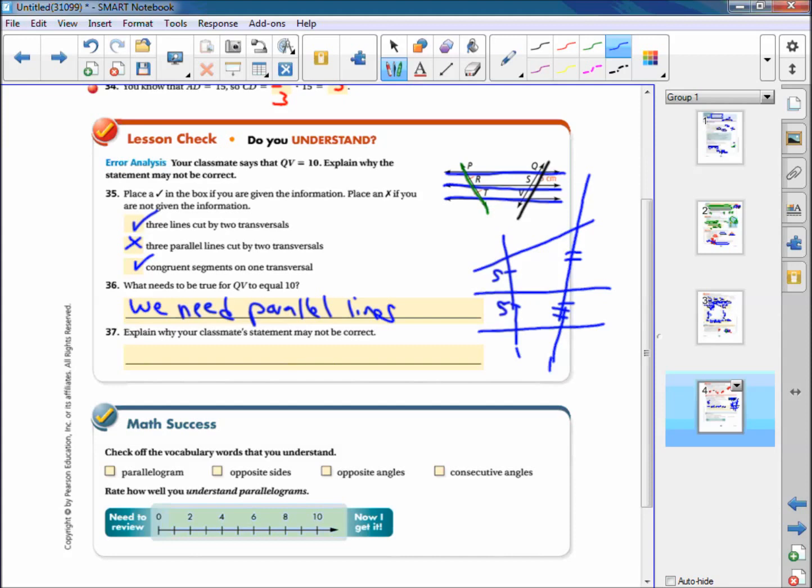Okay? So explain why your classmate's statement may not be correct. If the lines are not parallel, then transversals are not all going to be cut off equally.